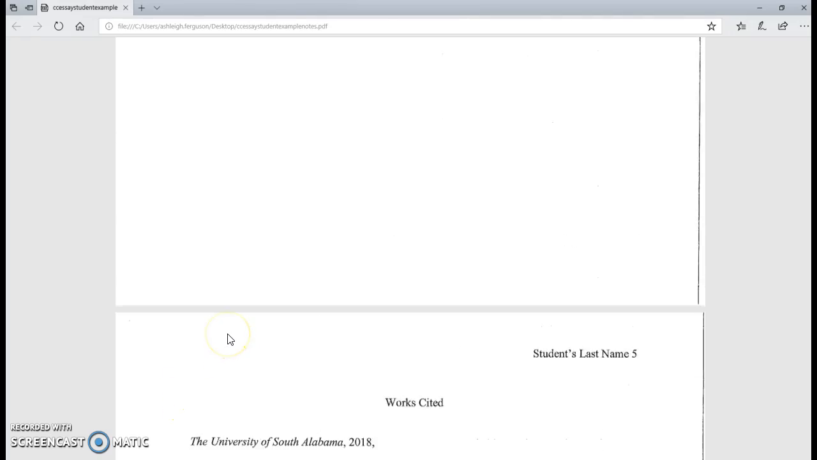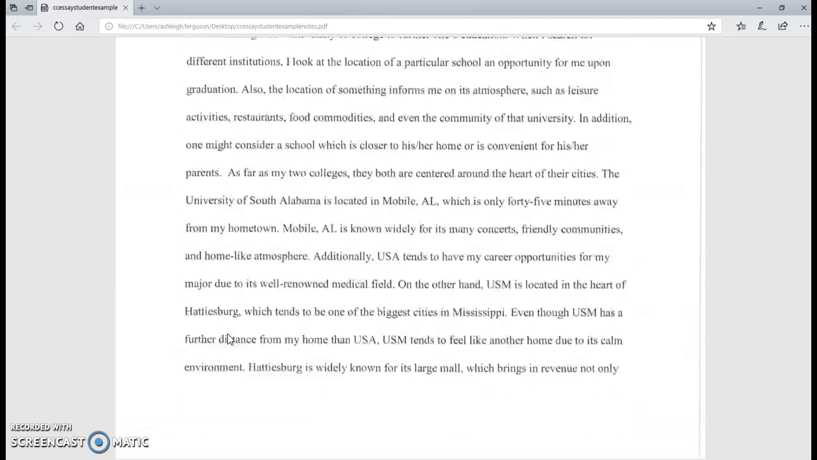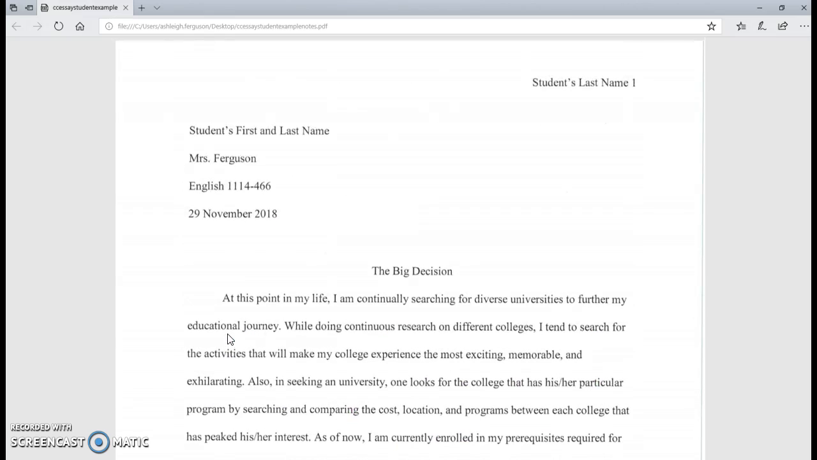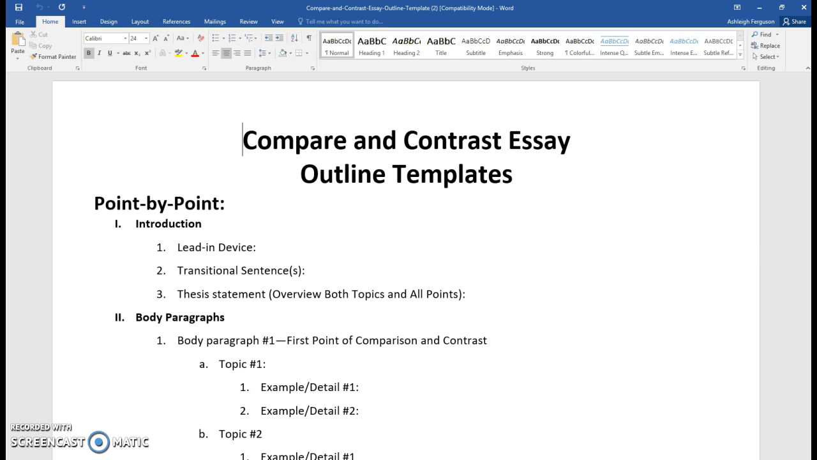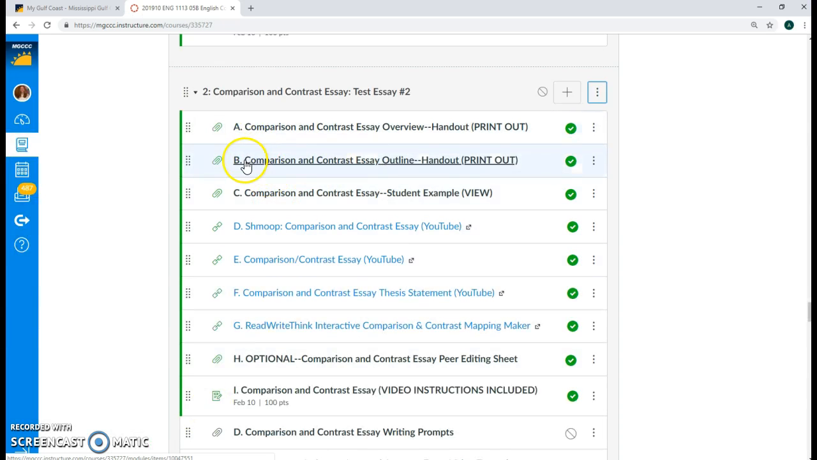Now, again, with his essay, he used the point-by-point structure, but you don't feel obligated to use the point-by-point structure. You can use the block method if you're more comfortable doing so. And also, I have an outline provided for you. If you look back on Canvas, you're going to notice that it is letter B underneath the second module, and this is what that looks like.